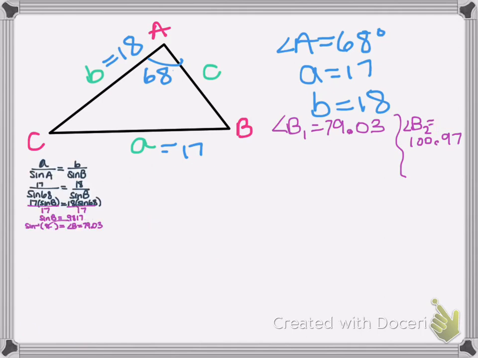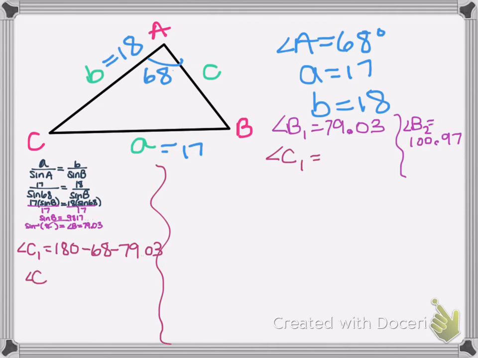Now we're going to continue on with the first triangle the way we typically would solve it. Because I have angle A and I've got angle B1, the only other angle I'm missing is angle C. So to find angle C1, I'm going to do 180 minus 68 minus 79.03, and I get angle C equals 32.97. And this is C1.